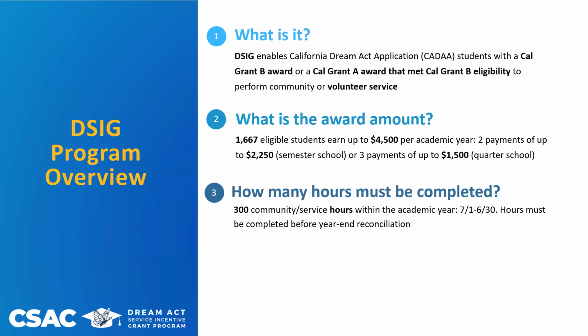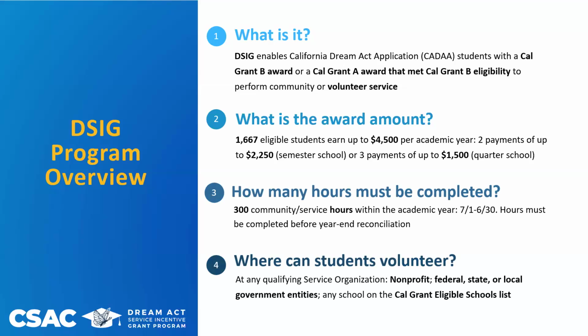How many hours must students complete through the DSIG program? So the program consists of 300 hours of volunteer service to be completed within the academic year, which is July 1st through June 30th of the next following year. And then finally, where can students volunteer? Students can volunteer with any qualifying service organization, which consists of nonprofits, federal, state, or local government entities, and any school on the Cal Grant eligible schools list. We'll show you what that eligible list will look like in a couple of slides, but this is the big overview of DSIG.